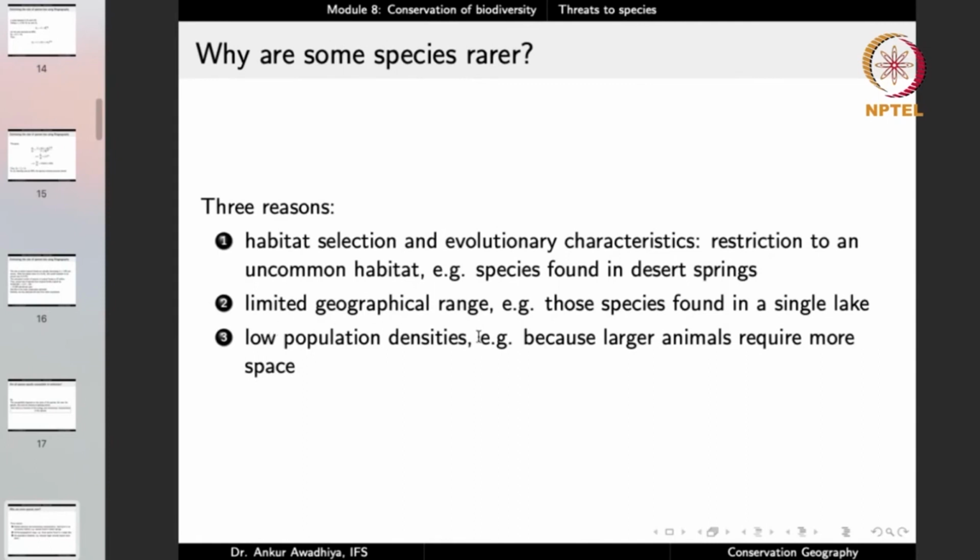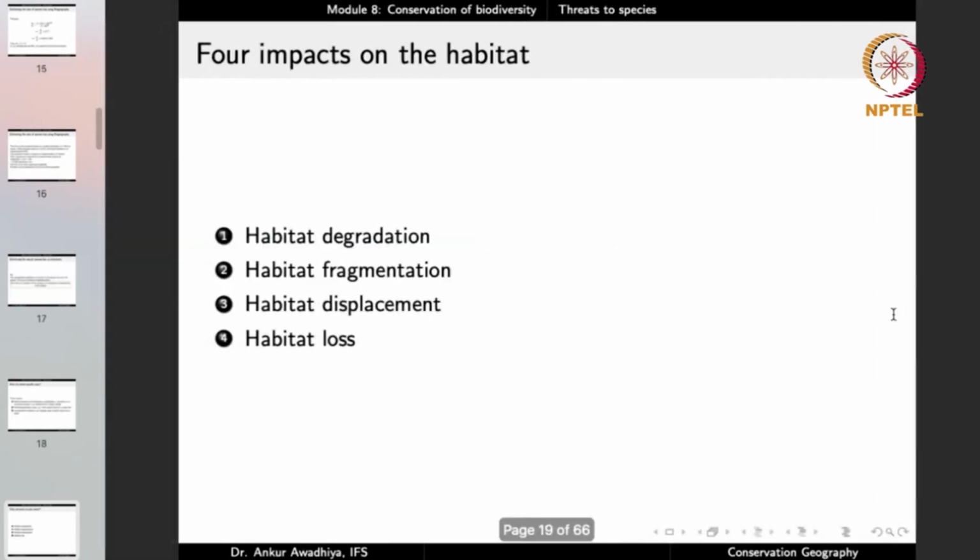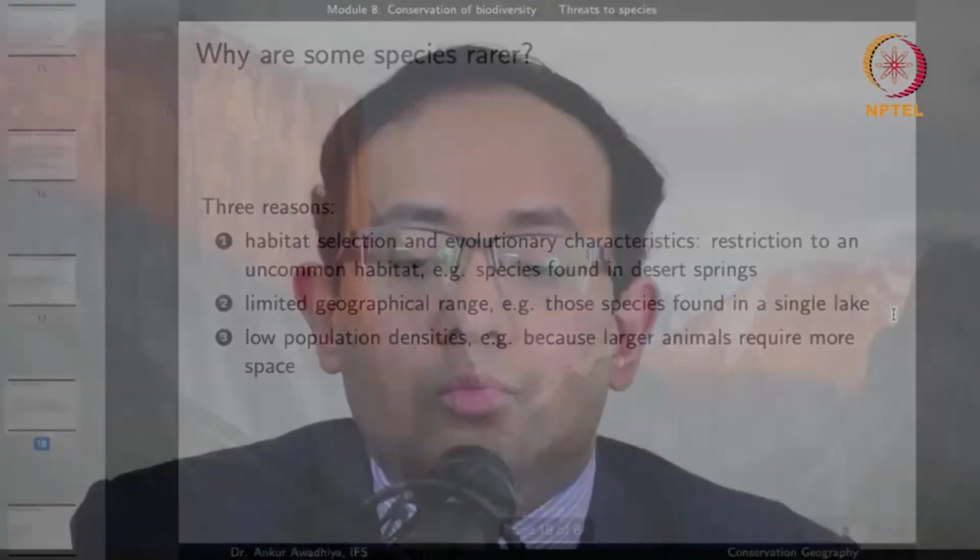In other cases, there are species with limited geographical range, those species that are found in a single lake. Now these species are unable to move to other areas, and so they have a very limited geographical range. If this lake is destroyed, if this lake is overpolluted, if this lake is drained out, all the species that are found in this lake will become extinct.